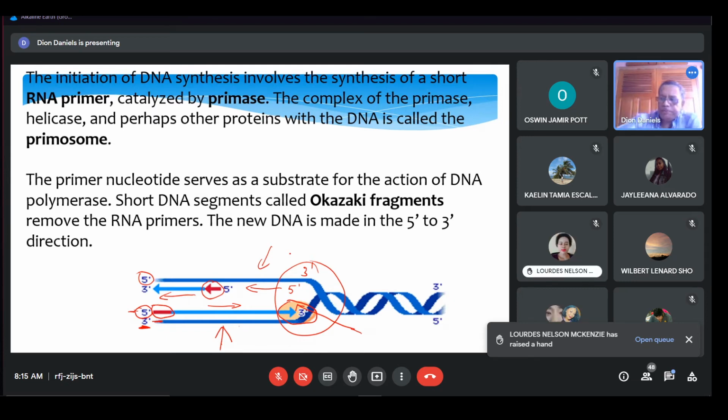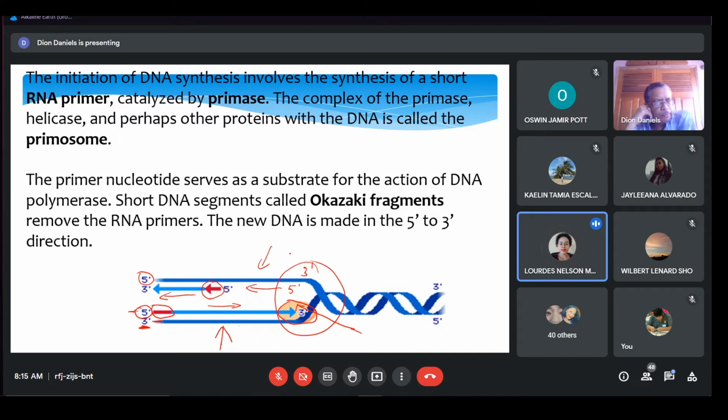Lourdes, go ahead. Good morning. I have a question. Yeah, go ahead. So the bottom would always be the leading strand, and then the top would always be the lagging strand? Sorry, Lourdes, I didn't get the first part. I was asking about the DNA replication. Would it always be that whenever it's being replicated, the bottom portion would be the leading strand and the top portion would be the lagging strand? Would that be the case every time?